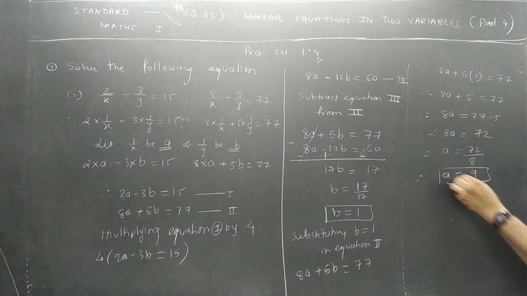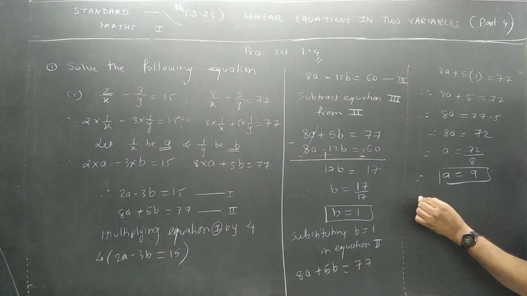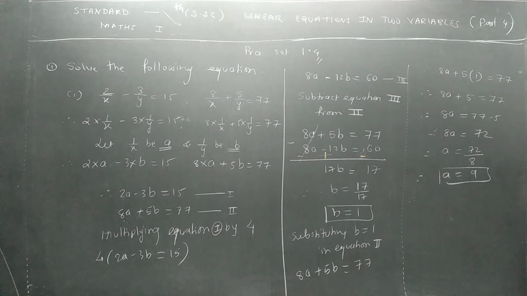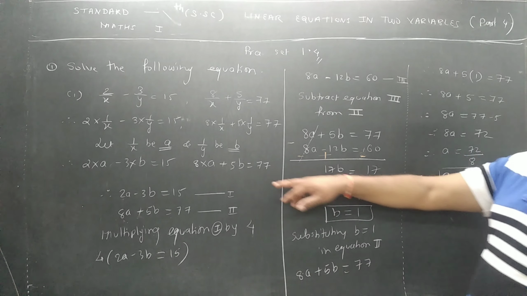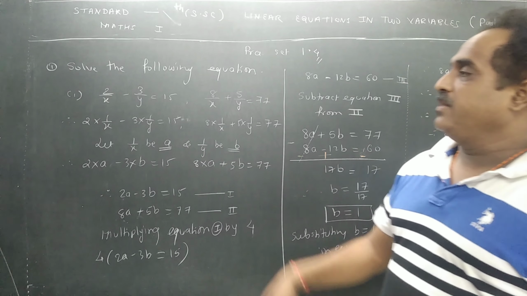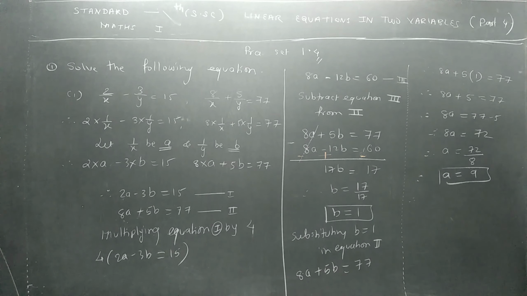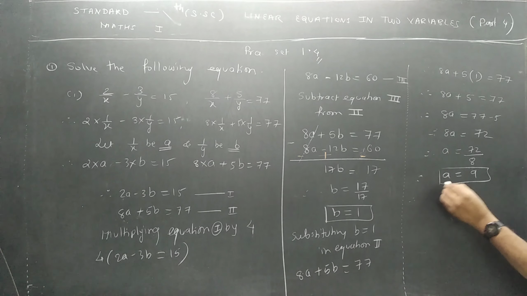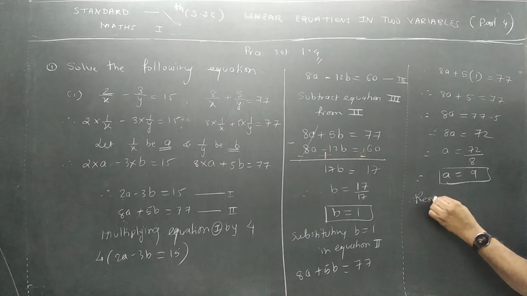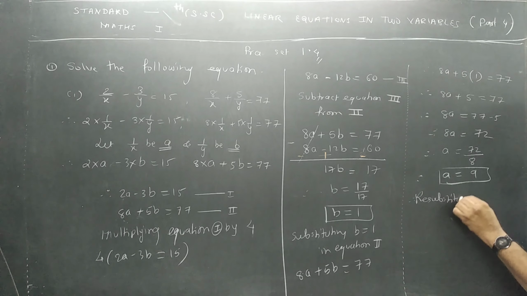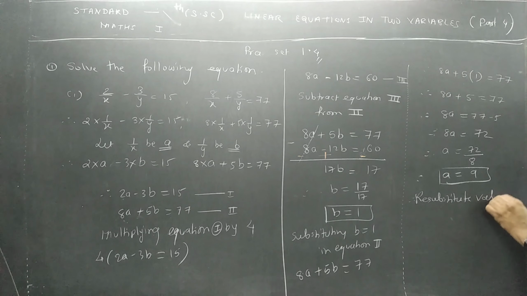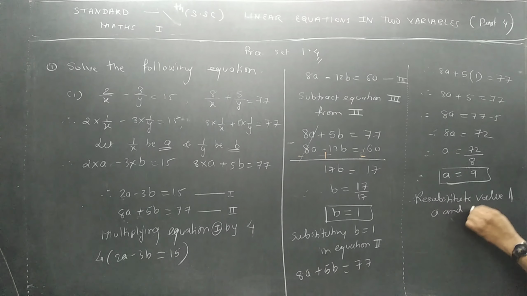Then what am I going to do? But they have not asked the value of A and B. A and B we have taken, let it be. Correct? So what you are going to do? You are going to resubstitute the value of A and B.